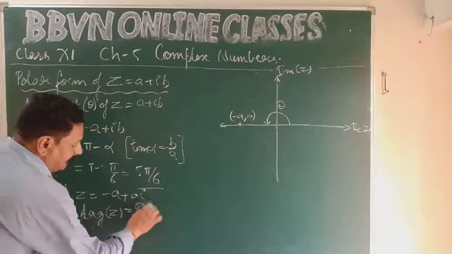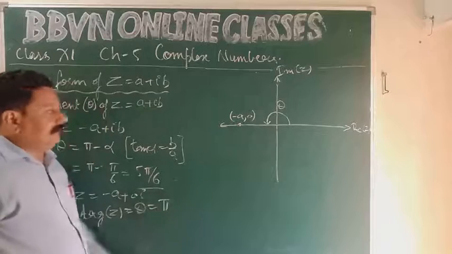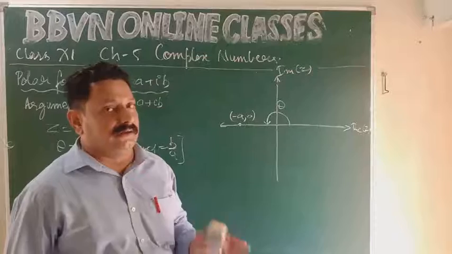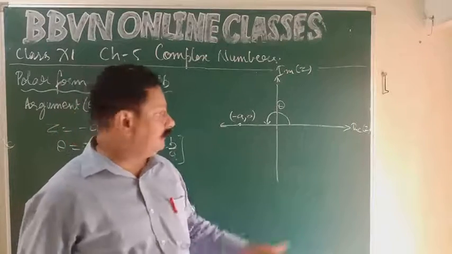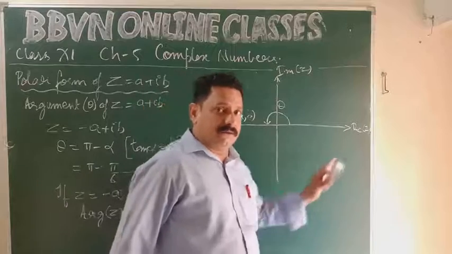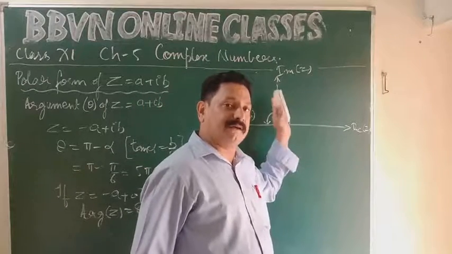Argument of z, theta, will be equal to pi, 180 degrees. If the complex number lies on the negative x-axis, argument theta of z will be very simple: 180 degrees. Clear? Understood? So this was about the first quadrant and second quadrant.